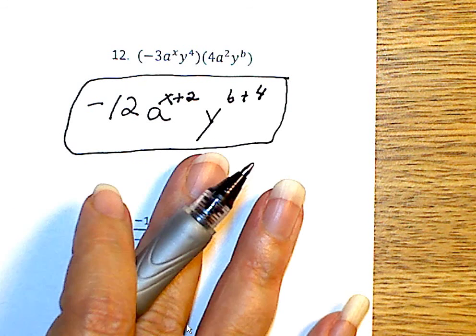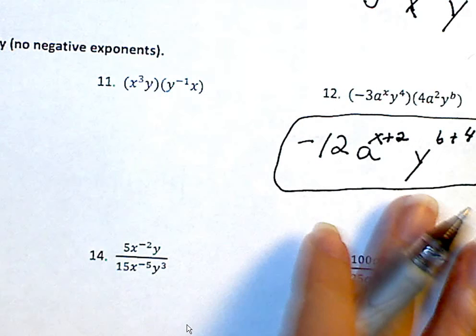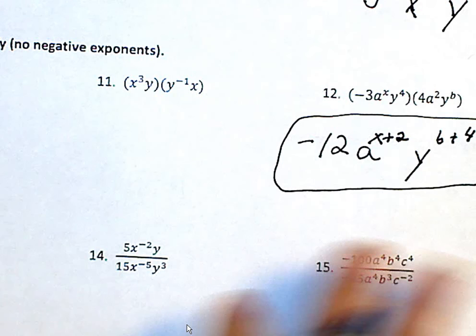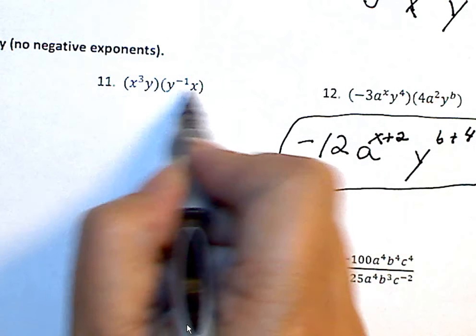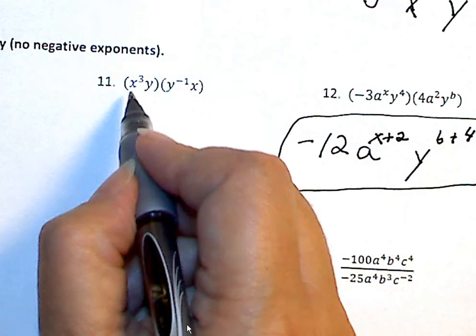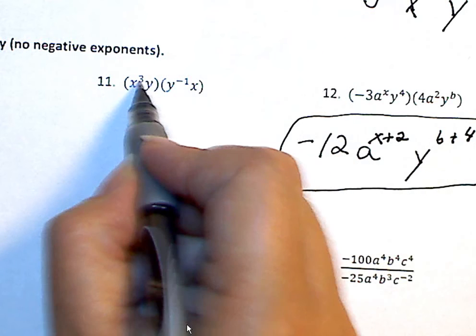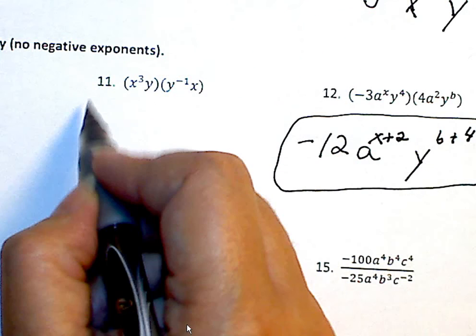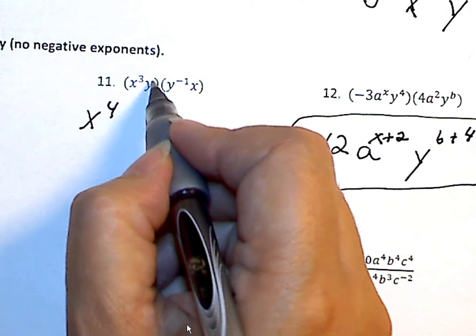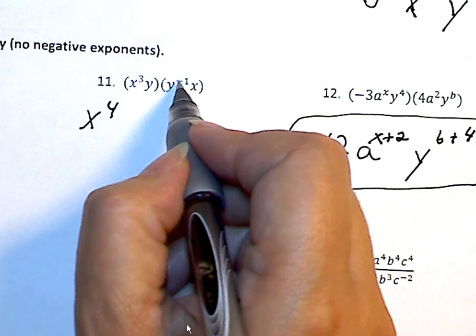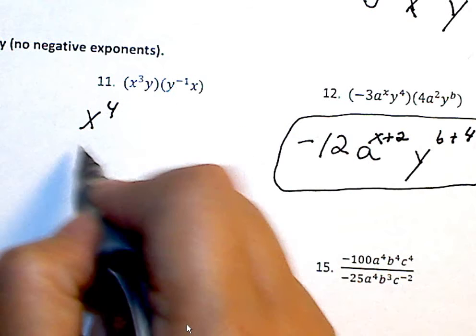Did you guys get number 11? Number 11, what I would do is clean it up first, or you can combine them. So we have 3 and there's one more x here, so that's x to the 4th. We have 1 y and then we are adding a negative 1, so it's gone. So our answer would be x to the 4th.